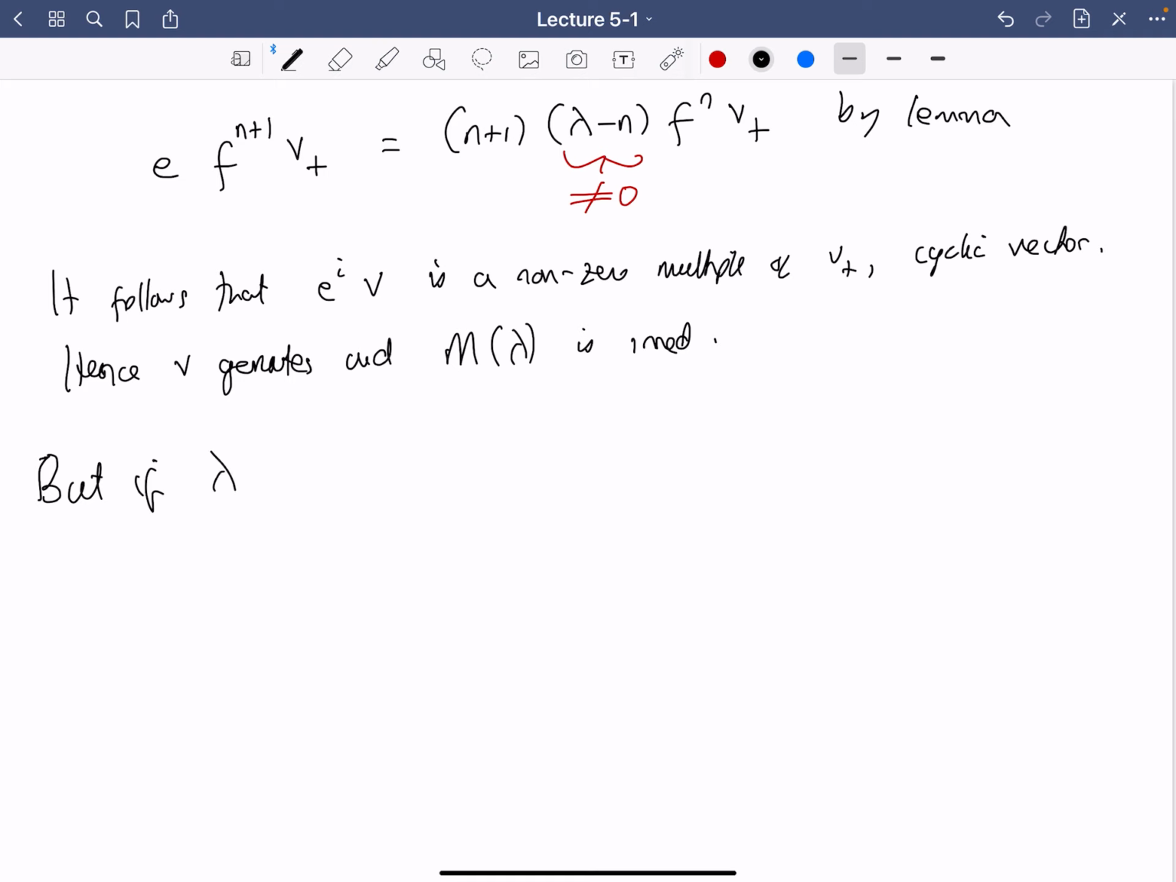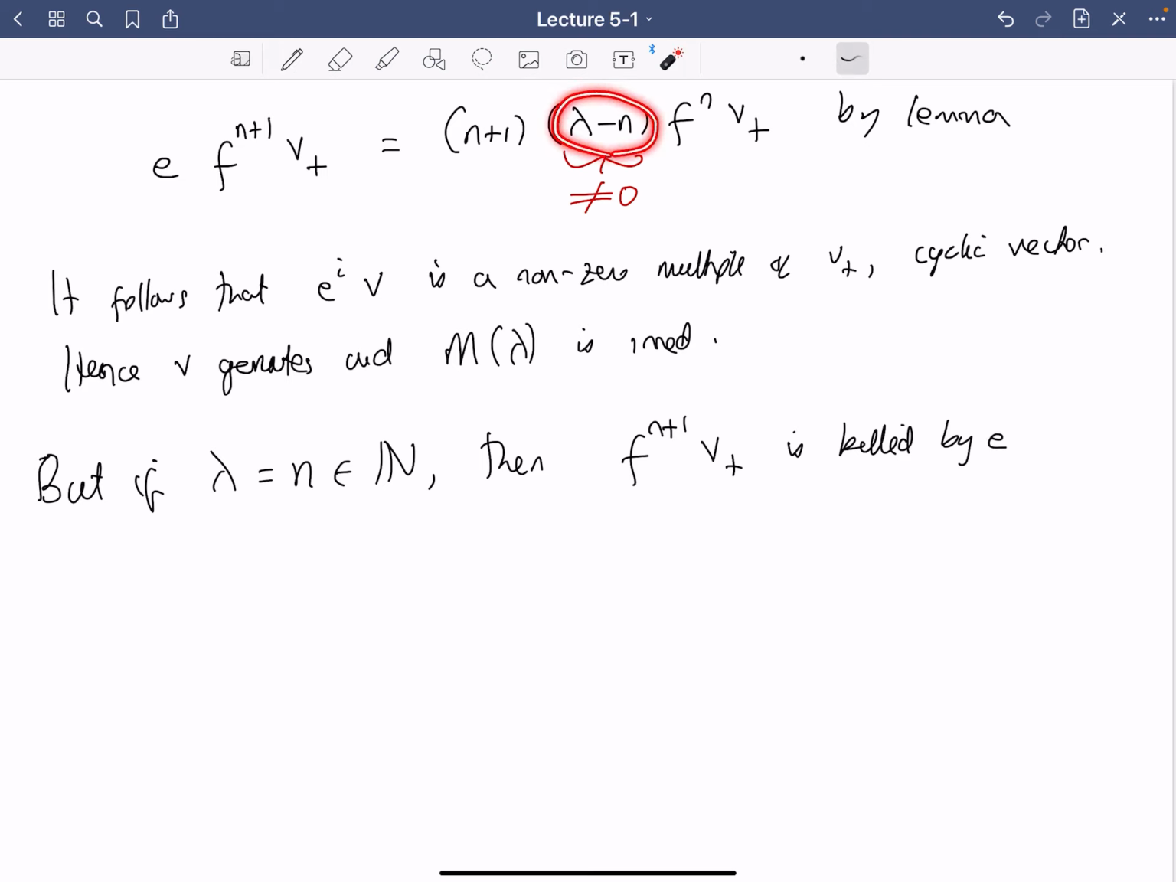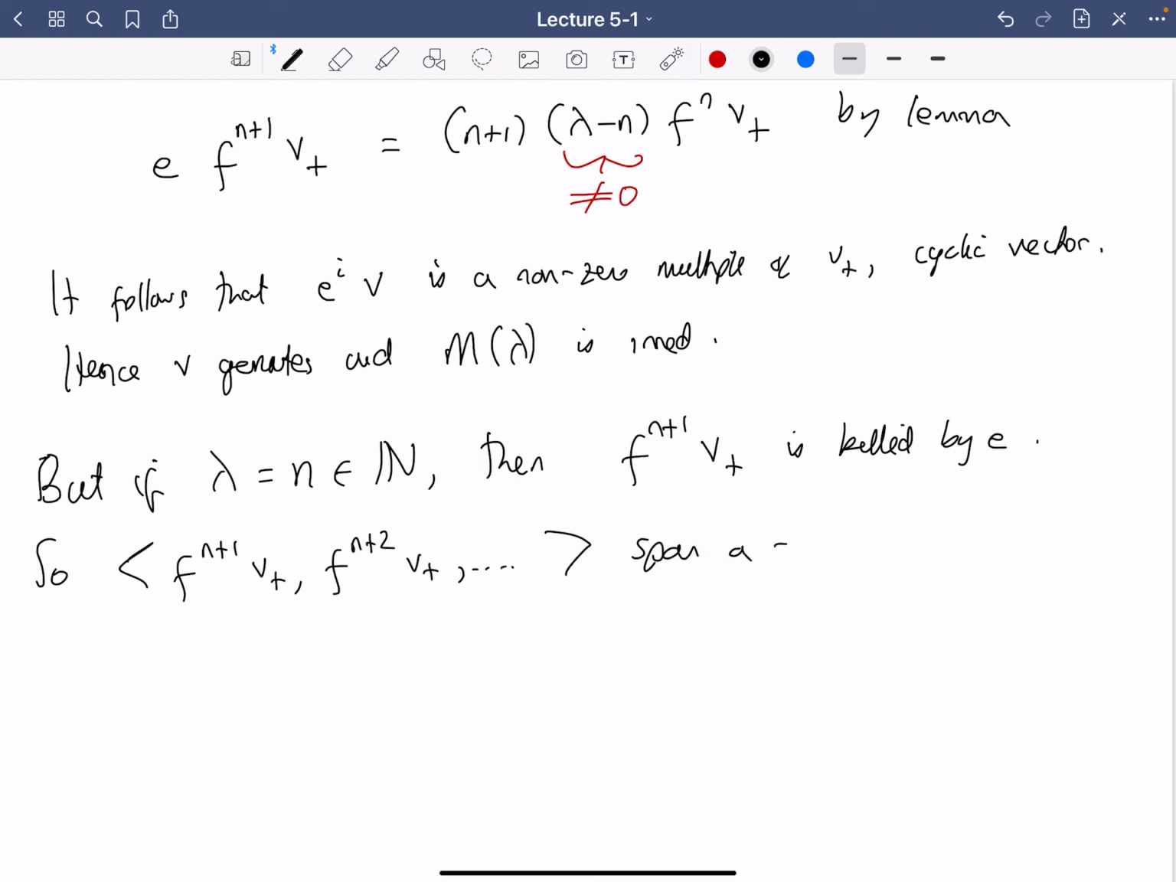But if lambda is a natural number, then this f to the n plus 1 v plus is actually killed by e. So if it happened that lambda equals n, then that equals 0, and this formula is exactly saying that e kills f to the n plus 1 v plus. So in fact, f to the n plus 1 v plus, f to the n plus 2 v plus, and so on, span a submodule of the Verma module in this case.